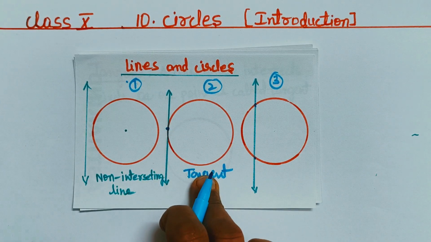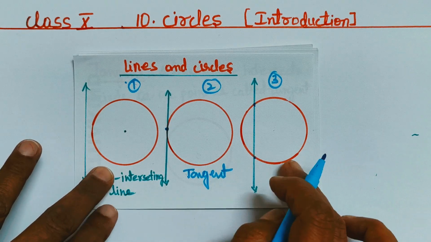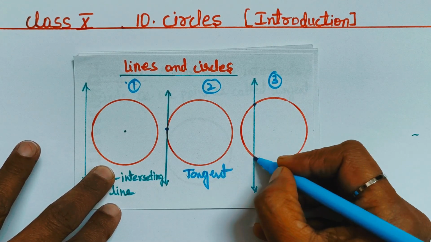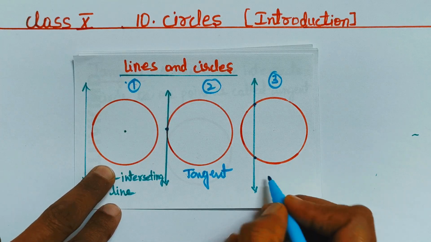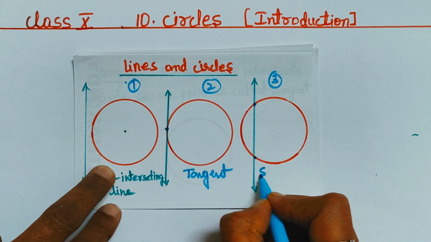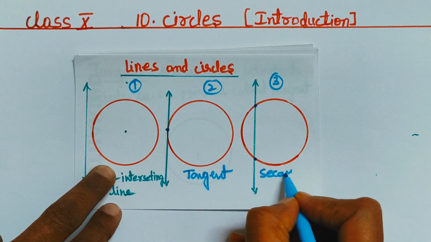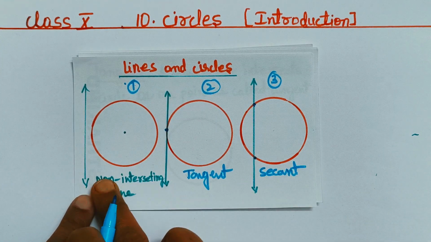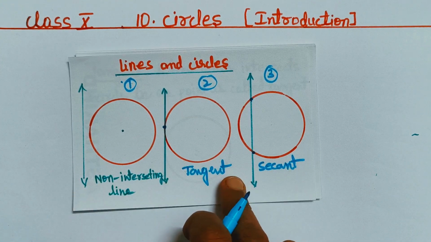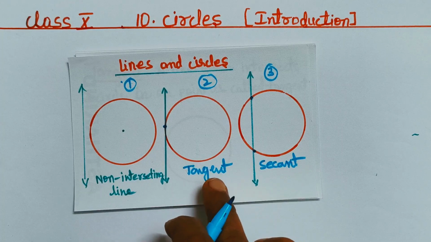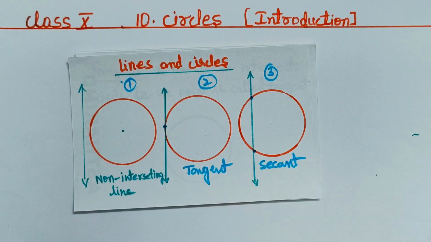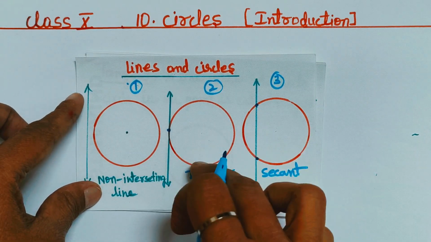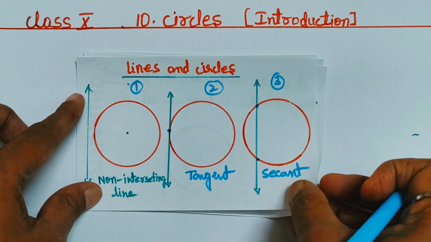1 point meeting means it is called a tangent. Next, in the third circle, this line meets the circle at 2 points. 2 points meeting means it is called a secant. S-E-C-A-N-T, secant. So, here non-intersecting, here 1 point meeting, this is called a tangent. Here this line is meeting at 2 points. It is called a secant. Keep this in mind. This is a tangent. This is a secant.